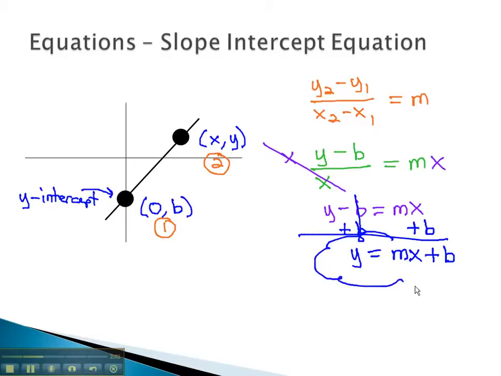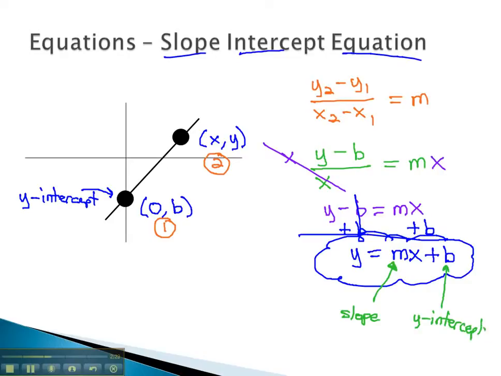This equation, a good one to commit to memory, is called the slope-intercept equation. It gets its name because the m in the equation represents the slope, and the b in the equation represents the y-intercept, or where the graph crosses the y-axis. Let's take a look at some examples where this equation can help us model some given information.